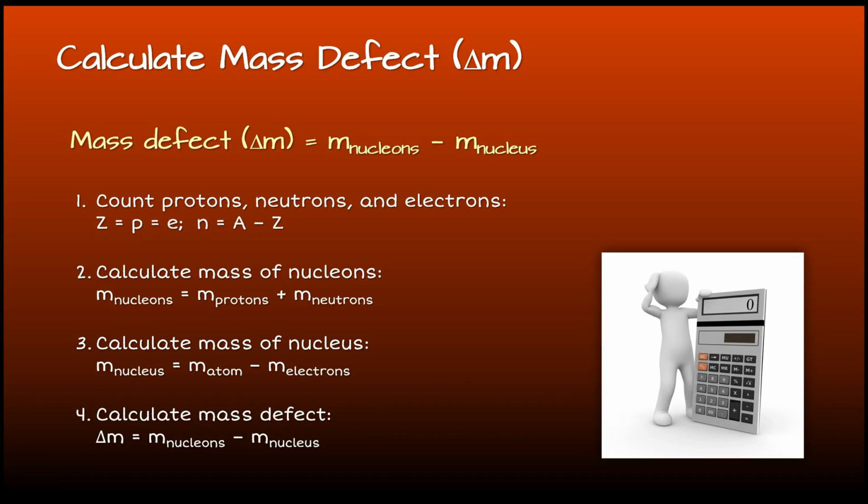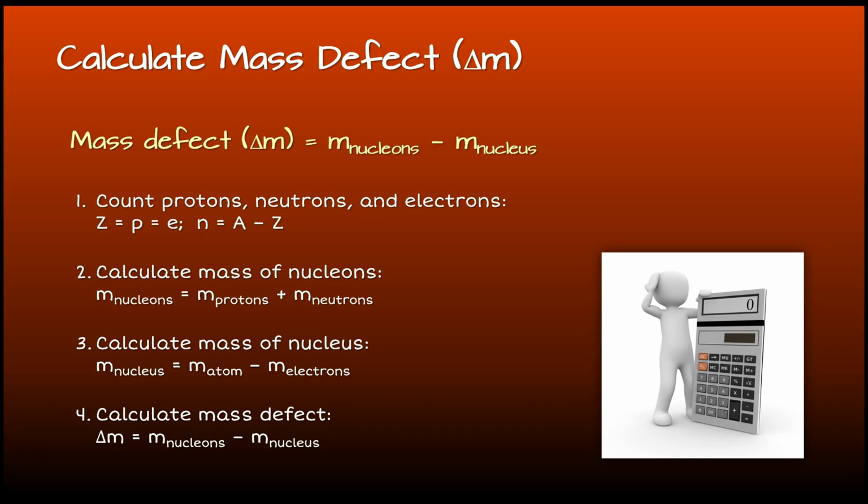It turns out that the mass of the nucleus is less than the mass of the individual nucleons. This difference in mass is the mass defect, delta M, which equals the mass of the individual nucleons minus the mass of the nucleus. So how do we calculate it? First, we need to know how many particles are in the isotope of interest. This is the easy part of the calculation.